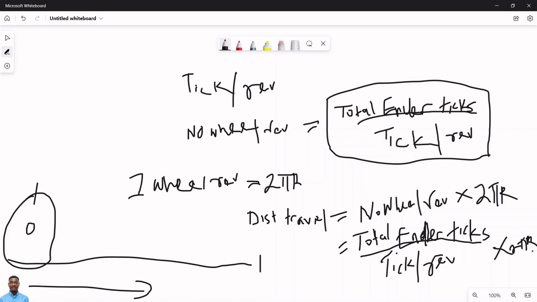And we know that the radius of the wheel is constant. The ticks per revolution is constant. So the only thing that will be changing is the total encoder ticks. So that's how you build an odometer using an encoder.